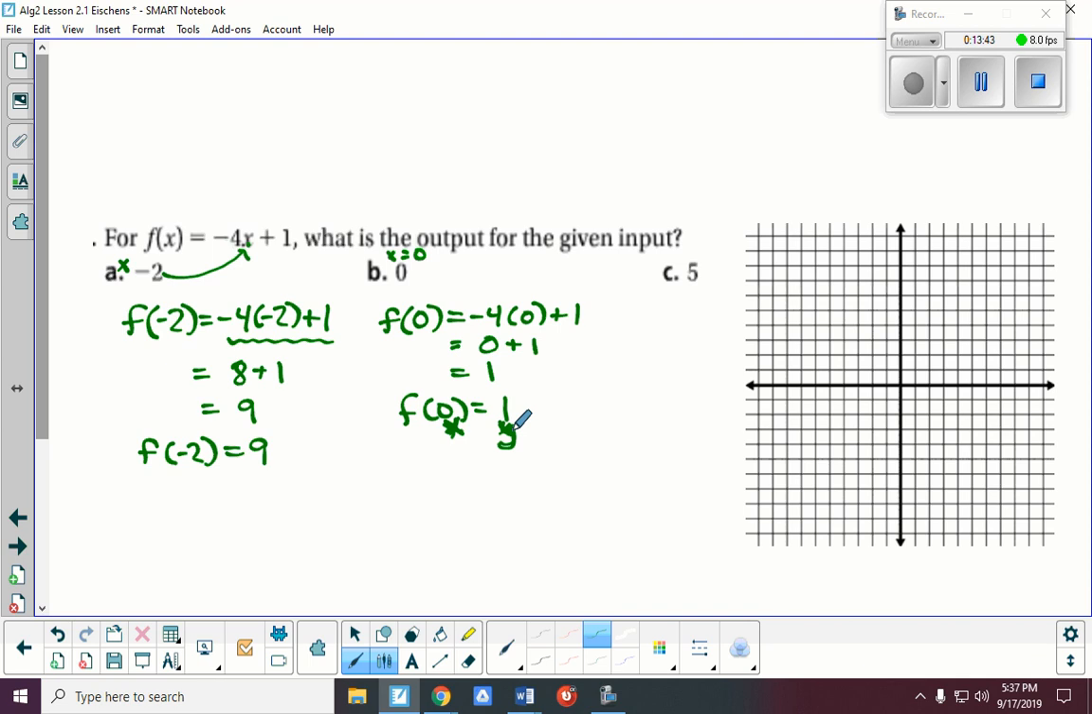And we'll do one more here. The function's value when x is 5 would be -4 times 5 plus 1. So that's -20 plus 1, which is -19. So the function's value when x is 5 equals -19.